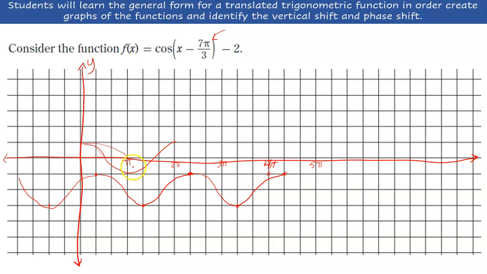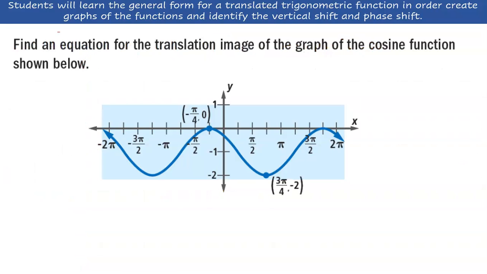And all we did was we took that and we moved it over 1 and down. So this is actually the same as if we did the cosine of x minus pi over 3, because the period is 2 pi. Let's answer some basic questions.